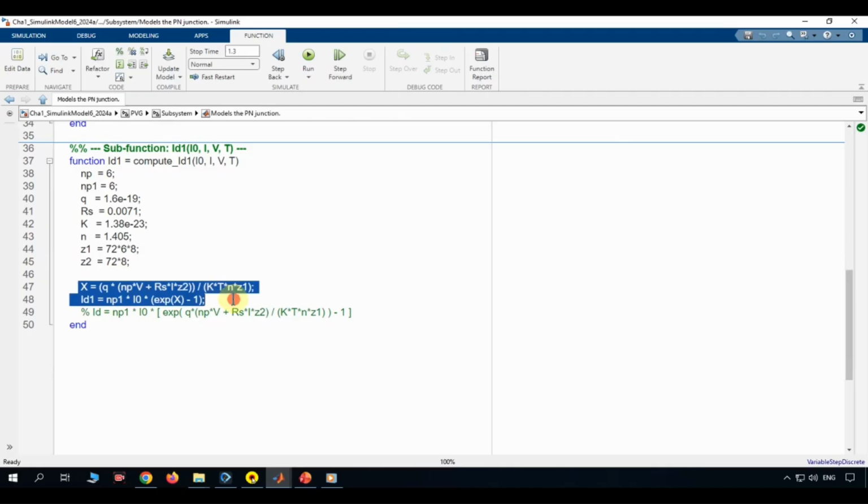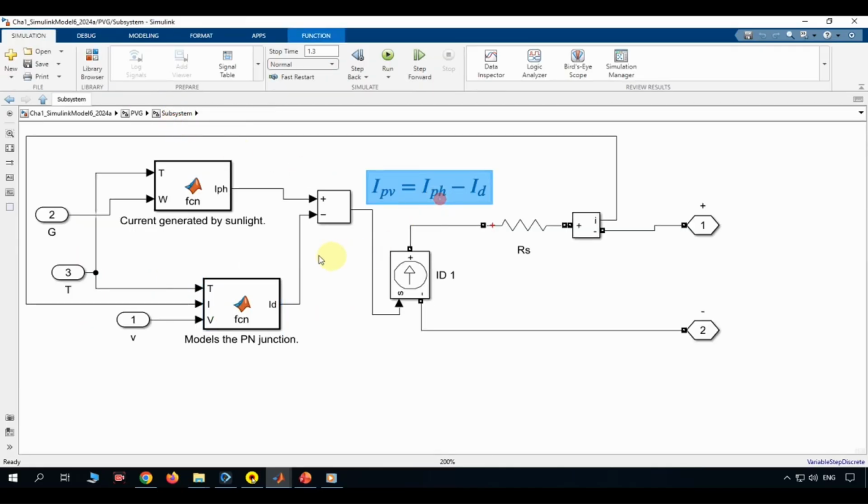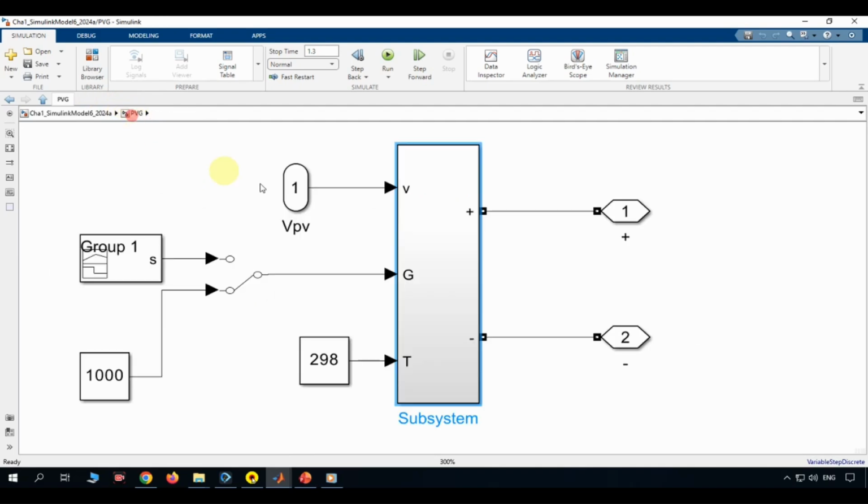Finally, the PV output current is calculated by subtracting the diode current from the photocurrent. When sunlight increases, the photocurrent increases, producing more electrical current. On the other hand, increasing the terminal voltage causes the diode current to rise exponentially, reducing the output current. This interaction between the photocurrent and the diode current creates the well-known nonlinear current voltage characteristic of photovoltaic panels.